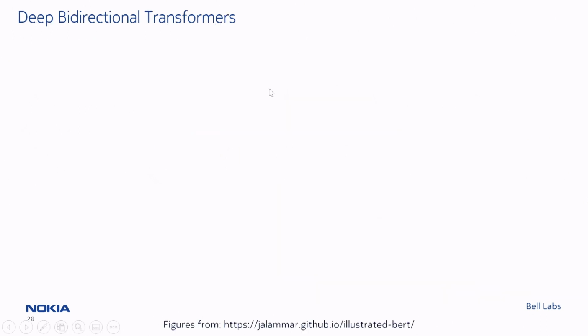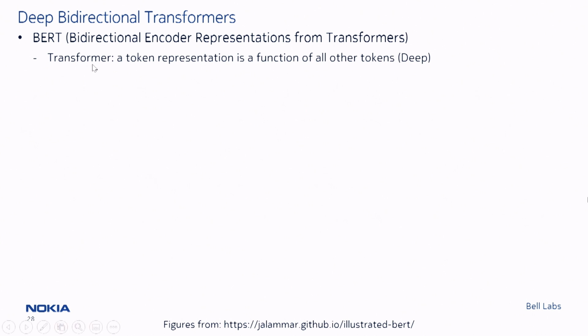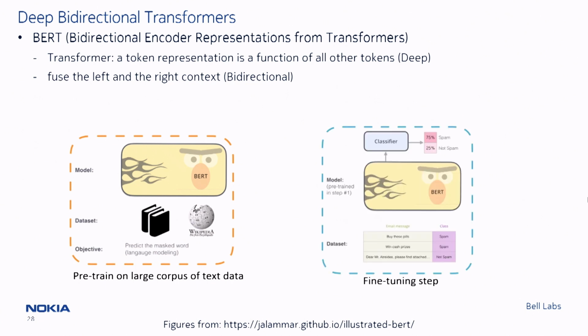Let's move now to the deep embedding, and we will use BERT as an example. BERT is the Bidirectional Encoder Representations from Transformers. The representation from BERT is deep because it's based on the transformer architecture. In the transformer, a token representation is a function of all the other tokens and also a function of all the internal states. And the representation from BERT is bidirectional because it fuses the left and the right context. In BERT we have two phases, the pre-training phase and the fine-tuning phase.